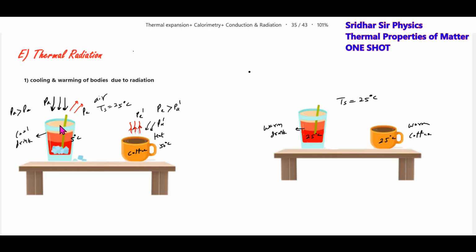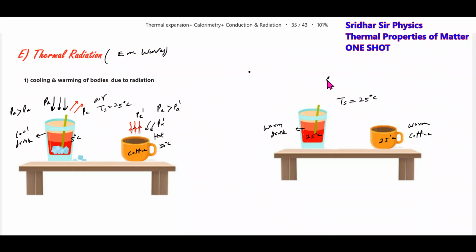How will the cold drink warm up? It will absorb more heat per second than it emits. It will both emit as well as absorb. It will be emitting as well as absorbing. Similarly, what is thermal radiation? Thermal radiation is electromagnetic waves. These are EM waves, which don't require any medium to propagate. So like this, this will warm up, and this will cool down.